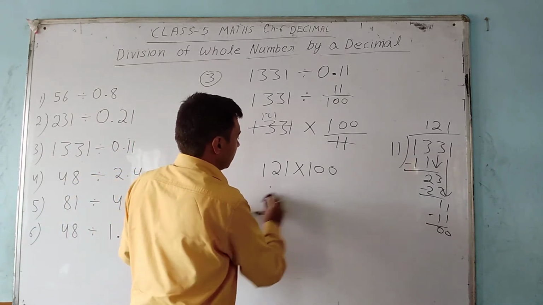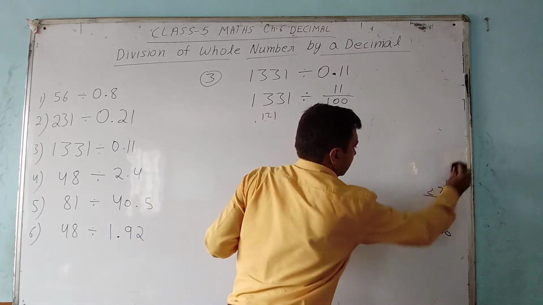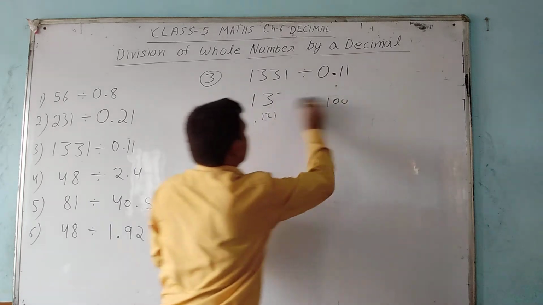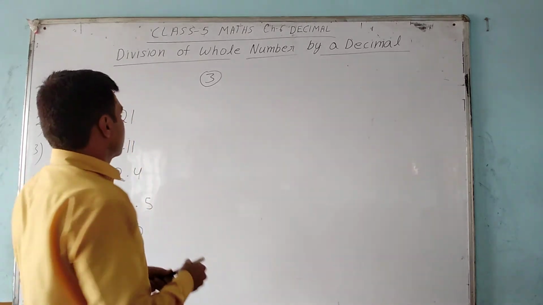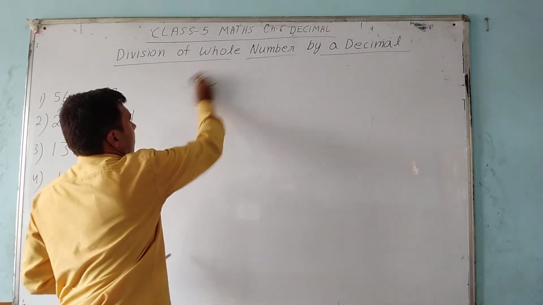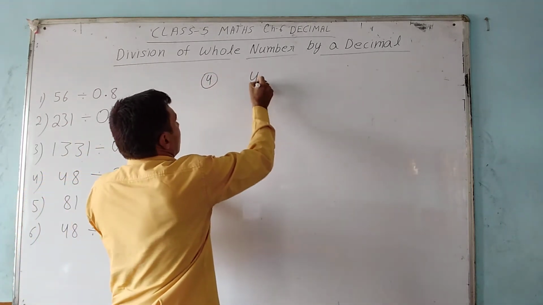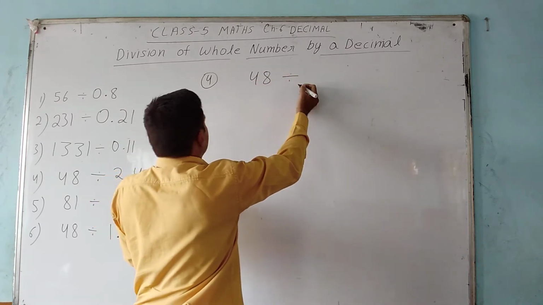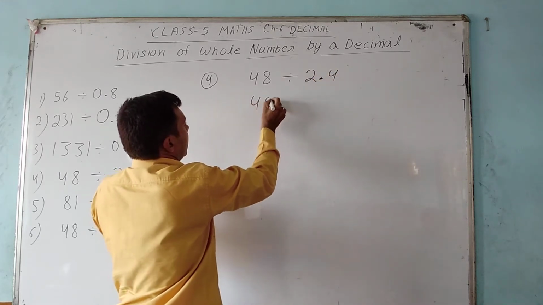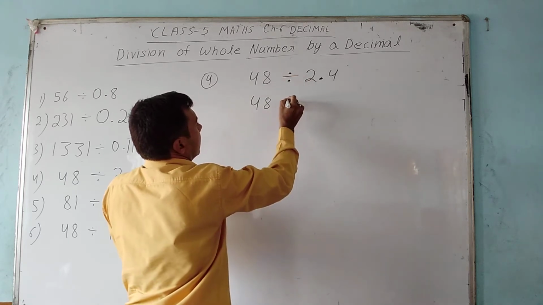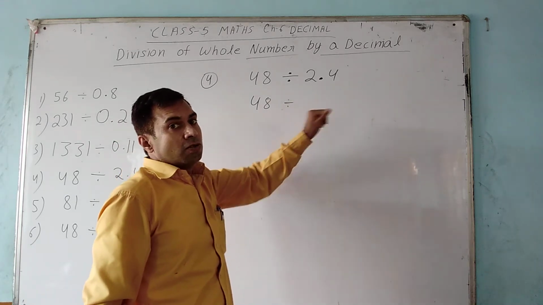Next question, student. Next question. 48 divided by 2.4. 48 divided, student, we convert the decimal number into fraction.